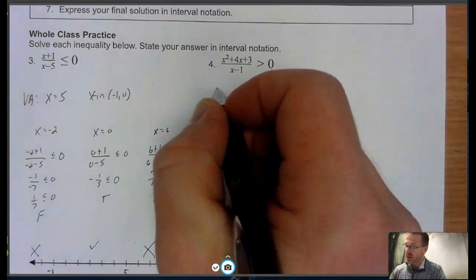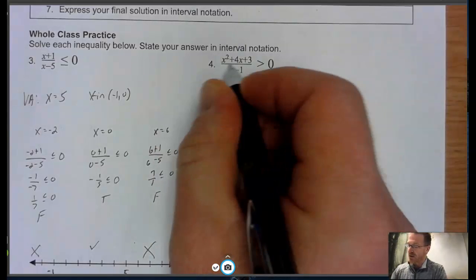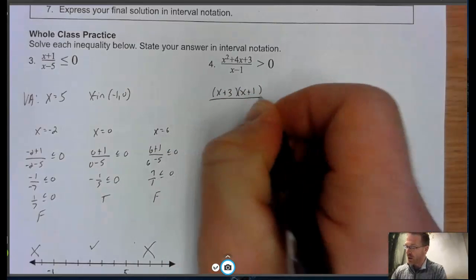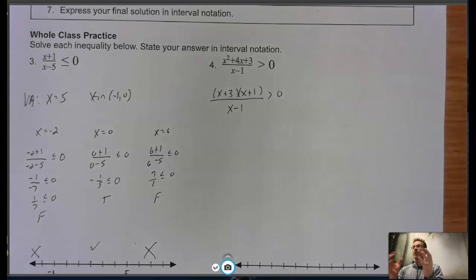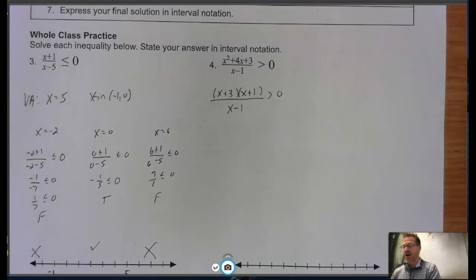But if I factor x squared plus 4x plus 3, I need the factors of 3 that add to be 4, so that would be plus 3 and plus 1, and that's all over x minus 1, and that's greater than 0. Now, once again, we do need to look for holes, because we can't include those as x-intercepts or vertical asymptotes. And notice this time we do not have any common factors, so we can just move ahead.